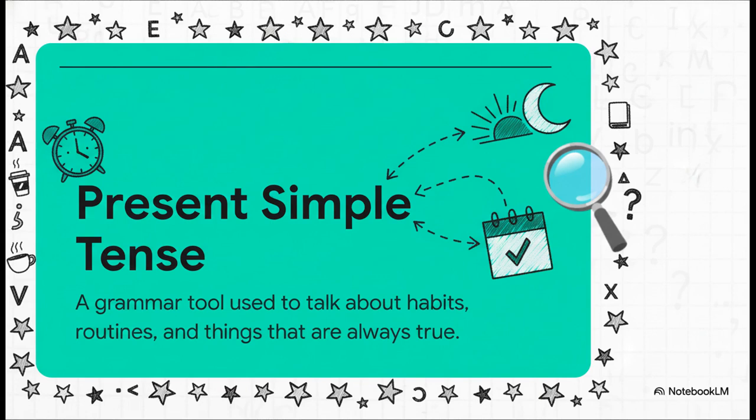Now, I know what you're thinking. The name present simple tense sounds like difficult grammar, but please don't worry. It's actually very simple. It really is. We use it to talk about things we do every day. We use it to talk about our habits and our routines, things that are always true. It's the perfect tense for everyday life.